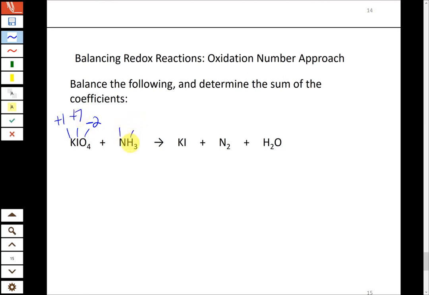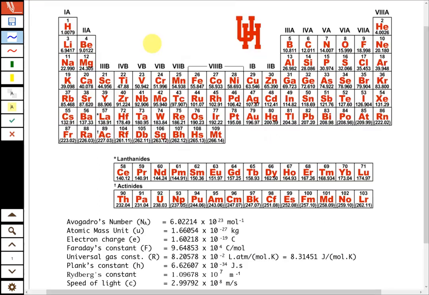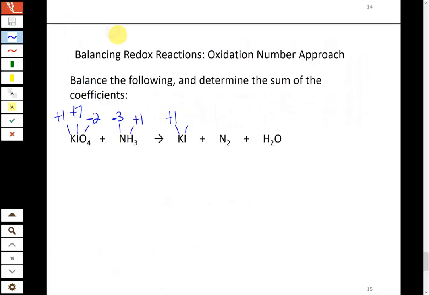NH3 is fairly straightforward. Hydrogen is +1 when it's bonded to nonmetals. 3 +1s is a +3. Nitrogen has to be -3. For KI, it's an ionic compound. +1 still for potassium. And again, iodine, group 7, is going to be a -1 anion. So ionic compounds, we just assign the charges as the oxidation numbers. And then nitrogen, element by itself, has to be 0 oxidation number, and then our old friend water, +1 and -2. All right, so those are oxidation numbers. Now we just have to find the ones that are changing.